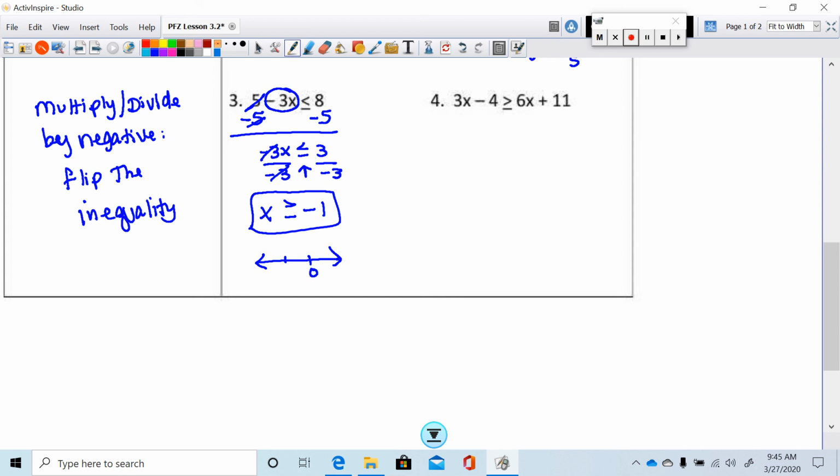0 would be here, so negative 1 would be over here. This inequality is underlined, so I'm going to use a closed circle. And the arrow is going to the right, so I'm going to make my arrow go to the right.